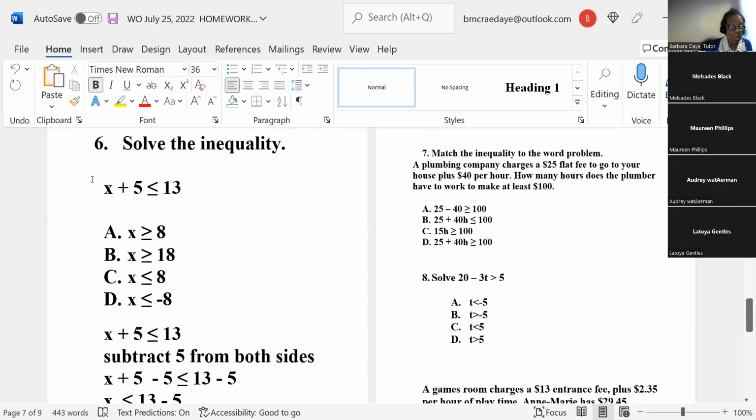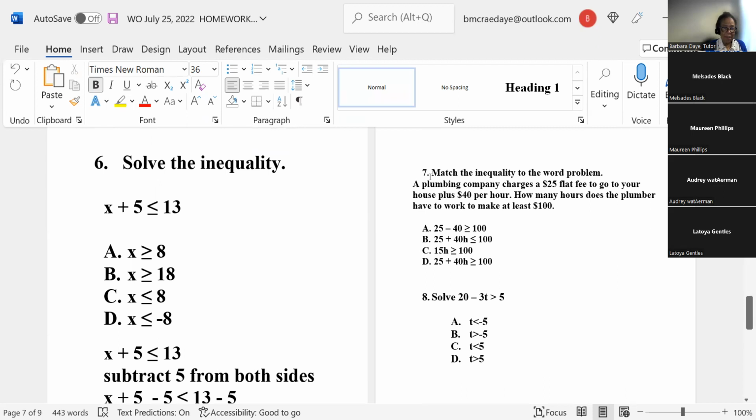Thank you. Remember, with the inequalities, they work just like it was an equal. You still do your same rules of adding and subtracting and dividing, multiplying, same thing, okay? All right, let's go to number 7.